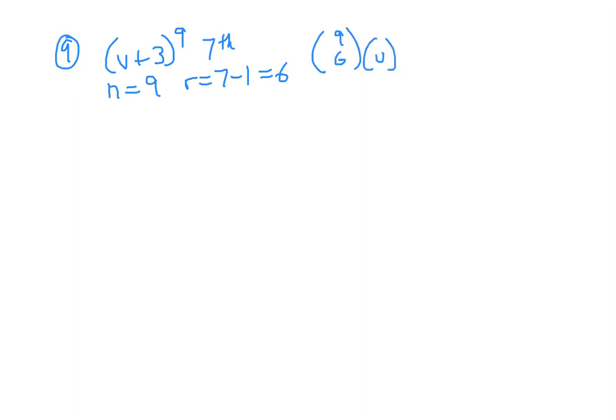We've got v plus 3 to the 9th and the 7th term. So n equals 9, r equals 7 minus 1, which is 6. So we have 9, 6, v to the 9 minus 6, 3 to the 6th. And this should equal 61236 v cubed. And the last one here, number 10.